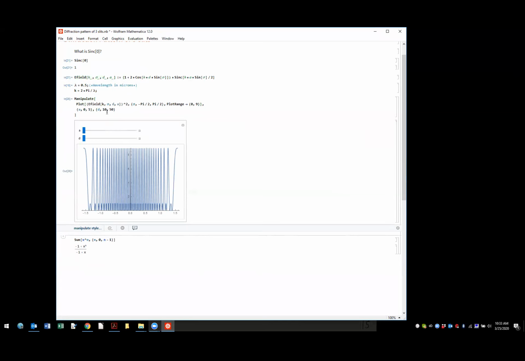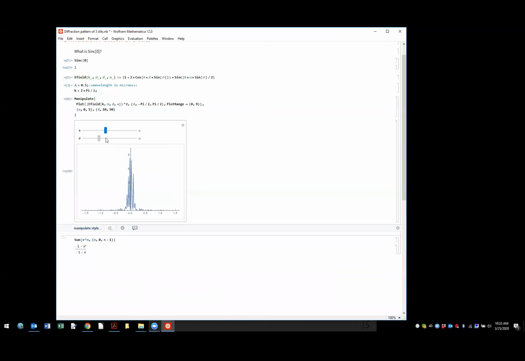So if A is 0 and D is non-zero but small, we get this function, which has small peak, large peak, small peak, large peak. All right, which is just what we had before. And right now we've got A is 0, so the sinc function is 1. Then as I make A non-zero, we again see the same pattern as before. We see that changing D, the spacing between the slits, just changes the spacing of the spikes.